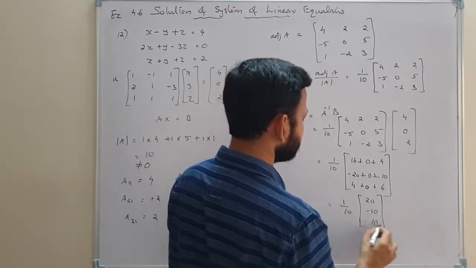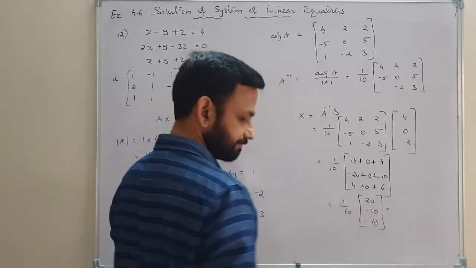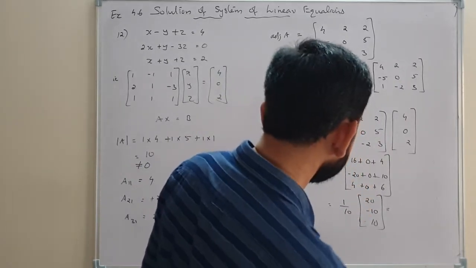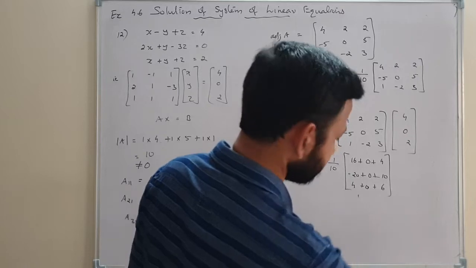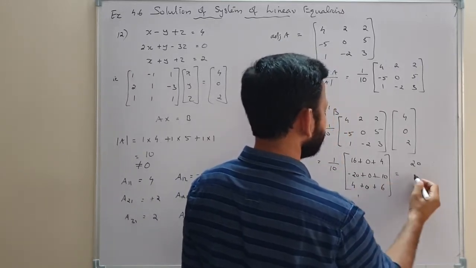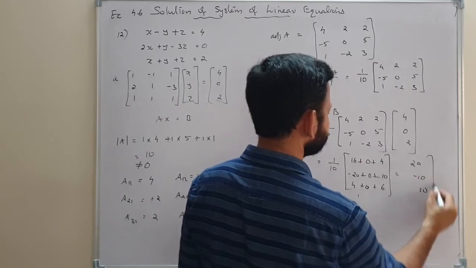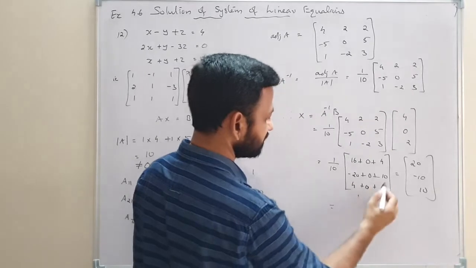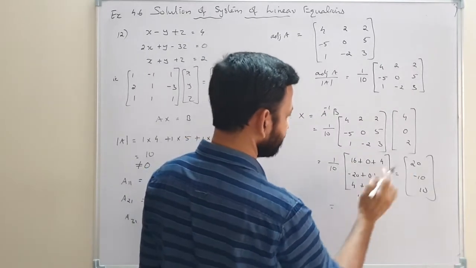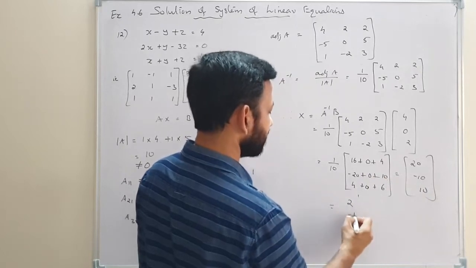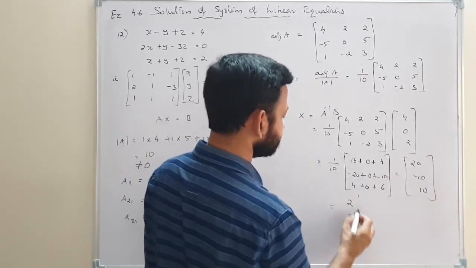So we can take that 1 by 10 inside. Here we will write one more step. That is equal to 20, and here minus 10, and here 10. So that is equal to 1 by 10 we can take inside. So 1 by 10 into 20, that is 2. 1 by 10 into minus 10, that is minus 1. 1 by 10 into 10, that is 1.